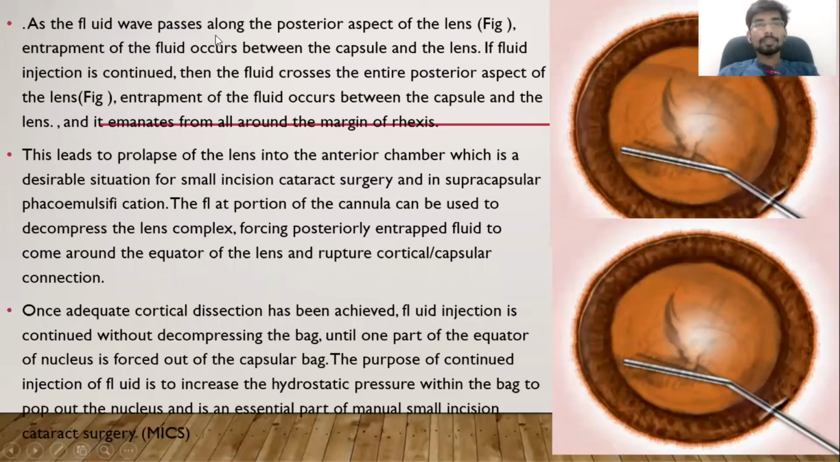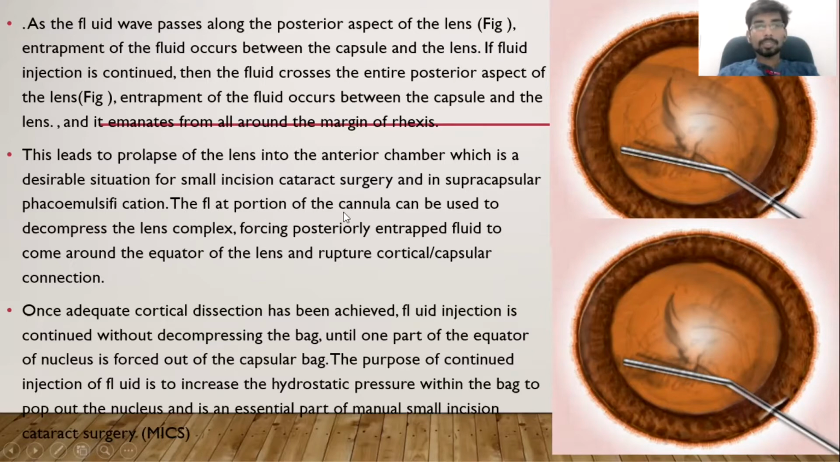As the fluid wave passes along the posterior aspect of the lens, entrapment of fluid occurs between capsule and lens. If the fluid injection is continued, then fluid crosses the entire posterior aspect of the lens and emanates from all around the margin of the rhexis. This leads to prolapse of the lens into the anterior chamber, which is a desirable situation for SICS and in supracapsular phacoemulsification.